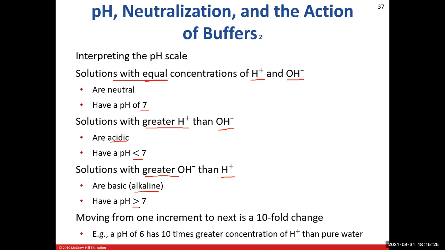So when we move from one number to the next, the example below says, as we go from the pH value of 6 to the pH value of pure water, which is 7, we're going to see that the solution that has a pH value of 6 has 10 times more hydrogen ions in it than pure water.